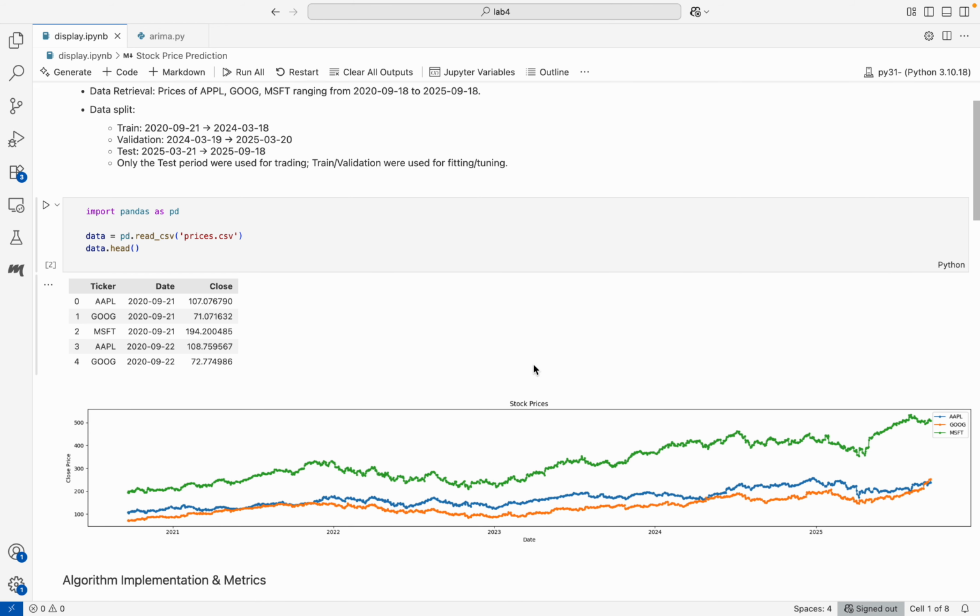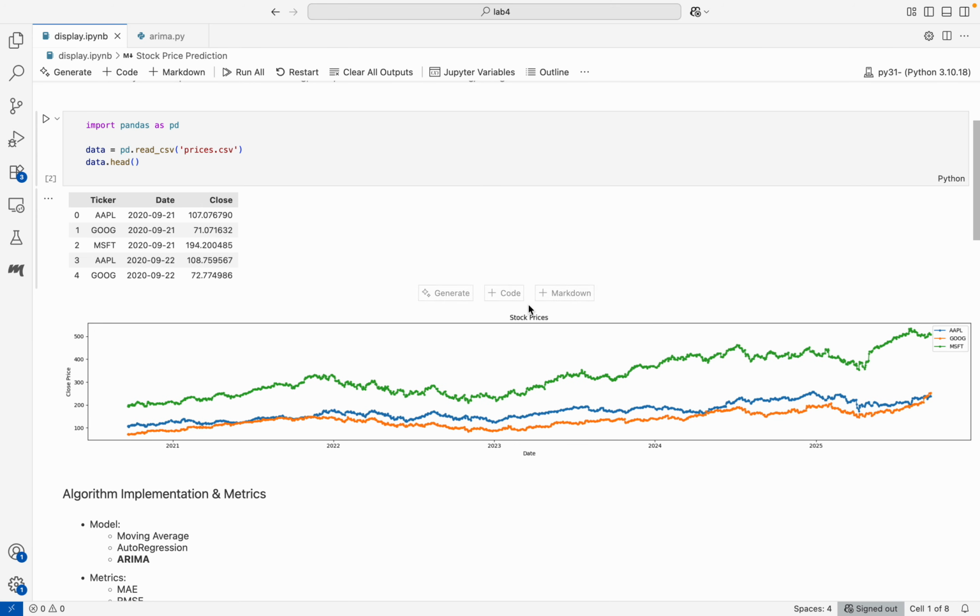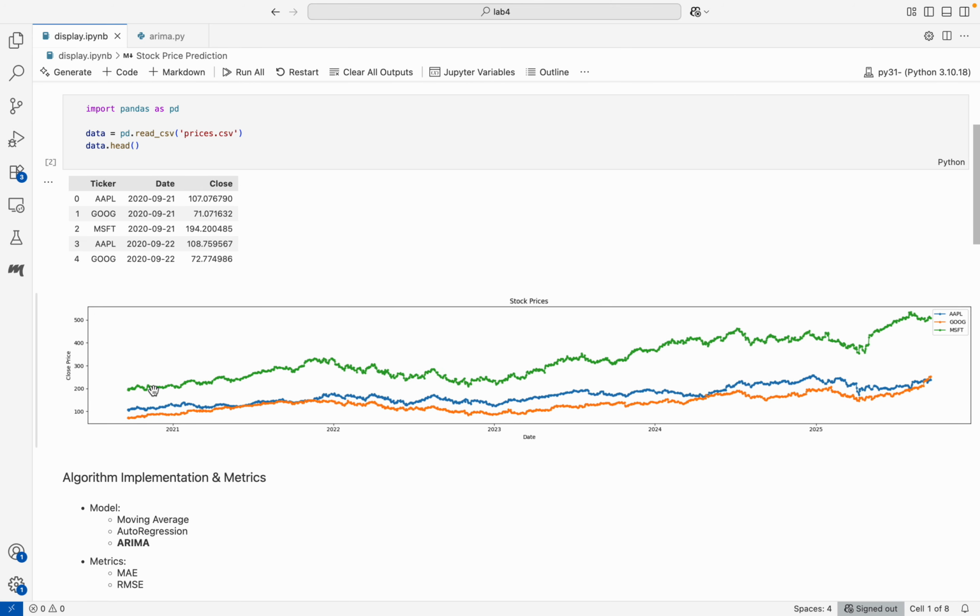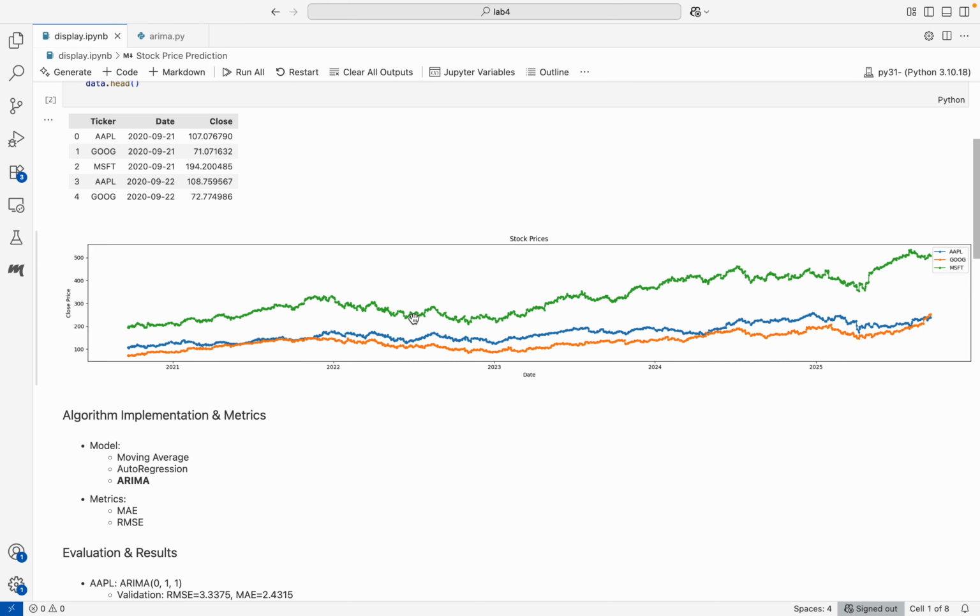Here you can see how the stock price looks over time. For example, we can have a look at the green line. The Microsoft shows a lot of variation during this period, and in comparison, Google and Microsoft were steady over this period.